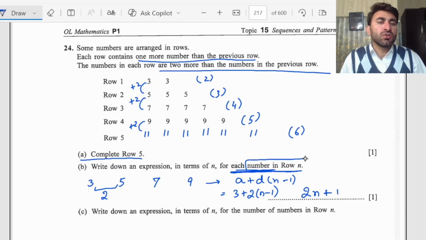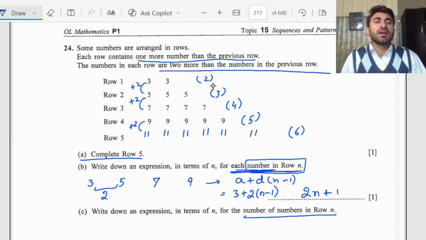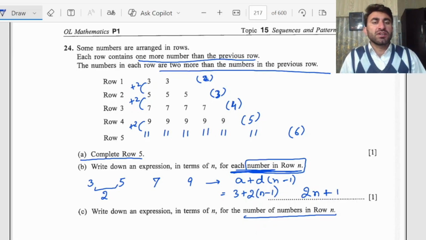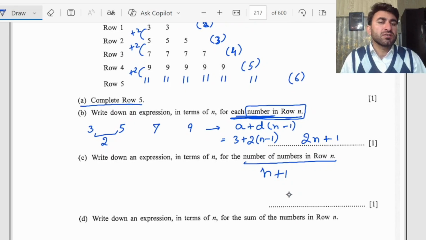So 2n plus 1 will be the number in row n. Then it said write down an expression in terms of n for the number of numbers in row n. As we said, the number of numbers in row 1 was 2, in row 2 was 3, and in row 3 was 4. So it is one more than the row number. For row n, the number of numbers is n plus 1.